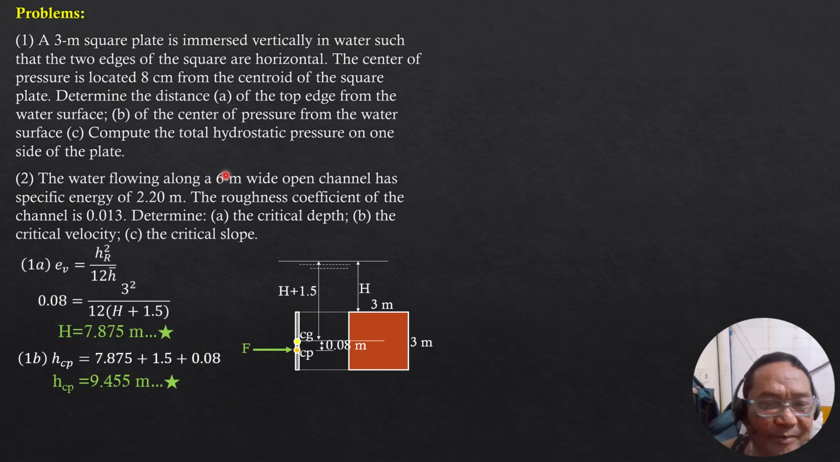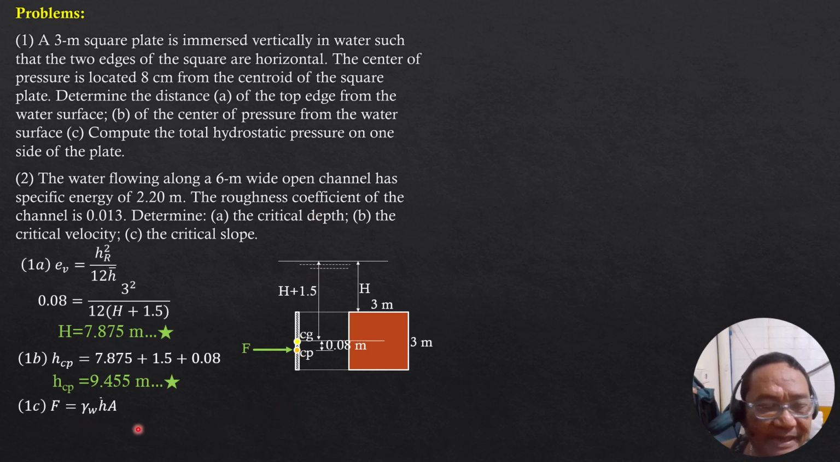Then finally compute the total hydrostatic pressure on one side of the plate. The total hydrostatic pressure is also the force, and it is equal to specific weight times h-bar times area. So in short, it is pressure at the centroid multiplied by the area. I use gamma h-bar A because that's the original formula when there is only one liquid and the surface of the liquid is exposed to the atmosphere.